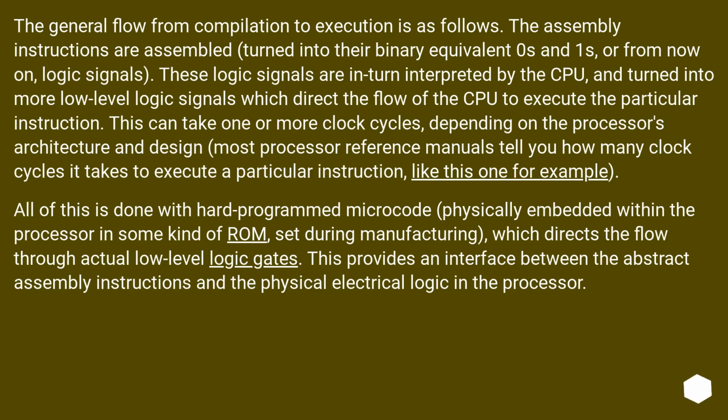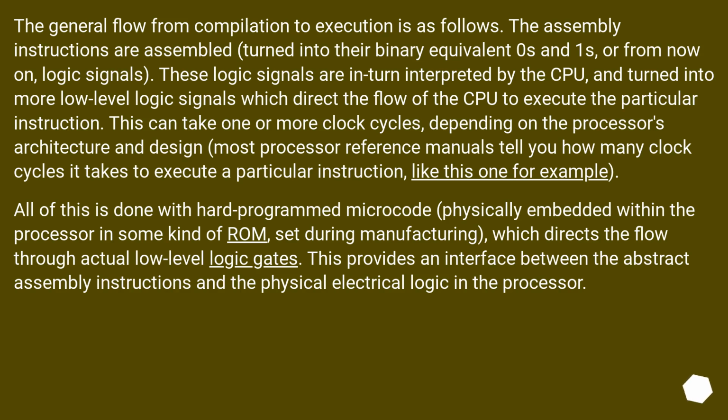The general flow from compilation to execution is as follows. The assembly instructions are assembled, turned into their binary equivalent zeros and ones, or from now on, logic signals. These logic signals are in turn interpreted by the CPU, and turned into more low-level logic signals which direct the flow of the CPU to execute the particular instruction. This can take one or more clock cycles, depending on the processor's architecture and design.